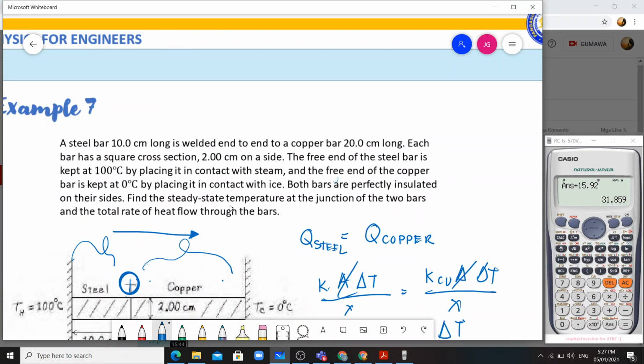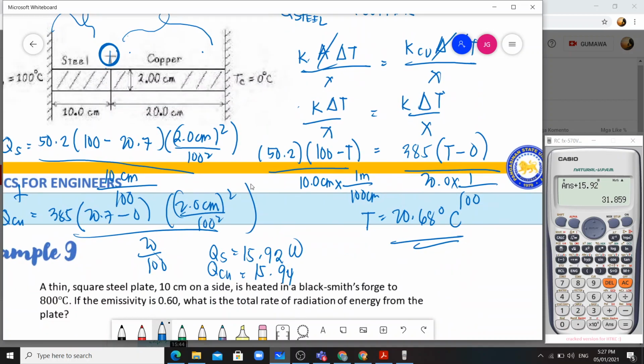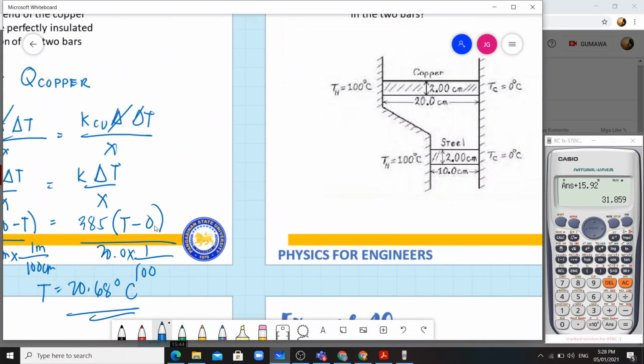So, find ito through the bars. Okay? On their sides. Find the steady state at the junction of the two bars and the total rate of heat flow through the bars. Okay. So, ayan. So, ganyan siya. Okay? 15.92 yung total. Okay. So, let's proceed to the next example. Ayan.